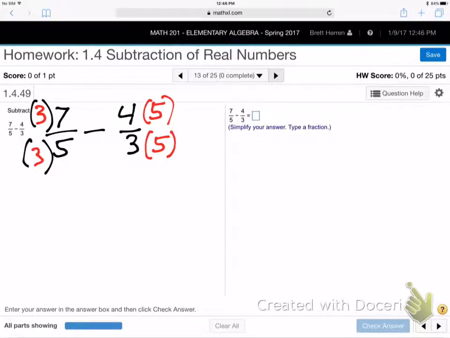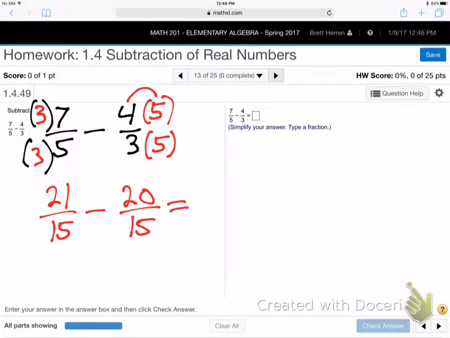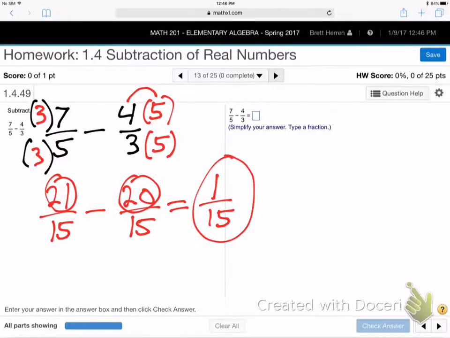So this will become 21/15 minus, and this one will become 4 times 5, 20, and then again 15 because it's 3 times 5. See how we made the two bottoms the same? Common denominator, right? And now you can subtract them. So 21 minus 20 is 1, and the denominator just stays 15. We're done. There's our answer. Is that good?